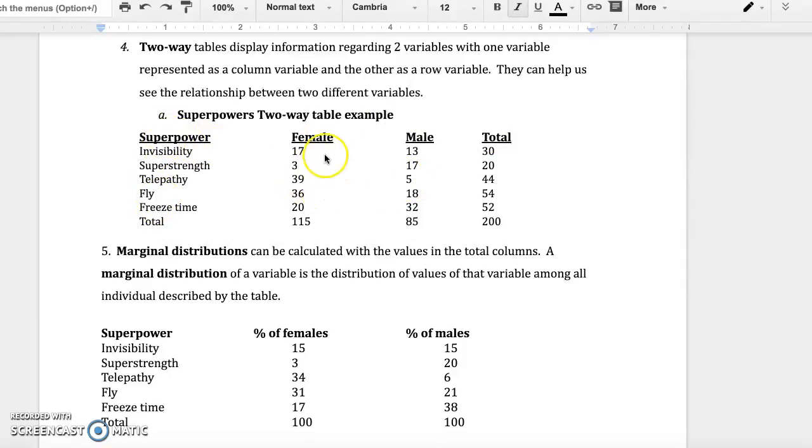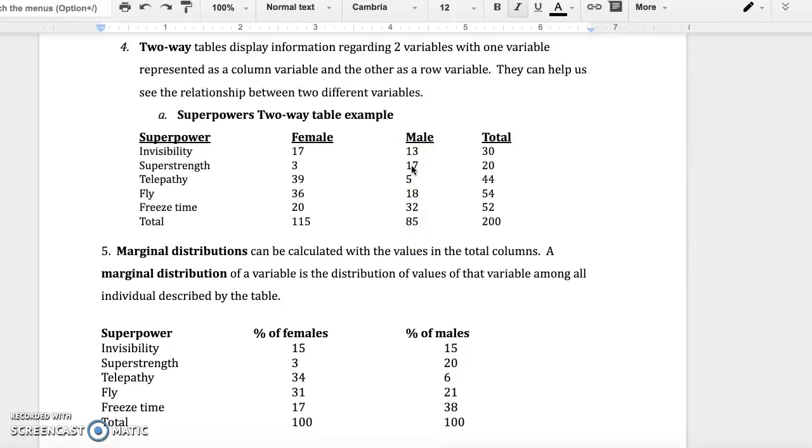And a conditional distribution would mean given values of one. So given that you're female, what's the likelihood that you choose super strength? Well, given that you're female means cover up the male column, cover up the total column. 3 out of 115 females chose super strength. That is a conditional distribution. Males would be 17 out of 85. So we can see, given the total here, that the difference is even more significant because there were fewer males and quite a few more answered super strength.